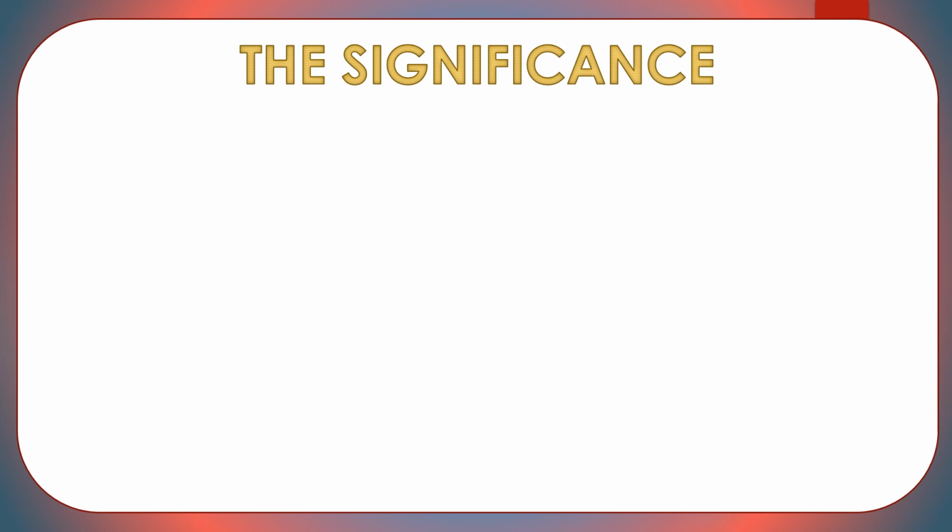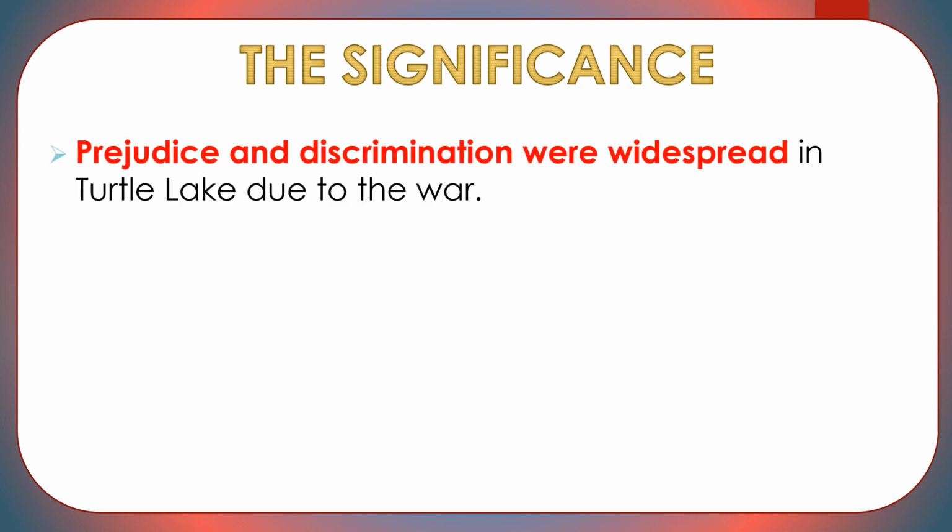So, as a conclusion for this event, it tells us that prejudice and discrimination were widespread in Turtle Lake due to the war. Right? What is prejudice? Prejudice is a strong feeling of usually hatred towards someone or something because of a certain reason. So here in this situation, the Americans were prejudiced towards the Shermans because they are German Americans. And why? Because at that time, America was at war with Germany. Perang Dunia Pertama. Remember, in my first video, I have explained this, right? So that is why they have this prejudice.